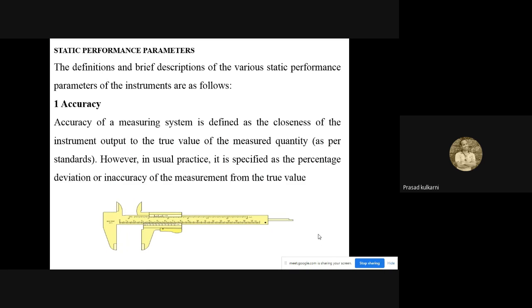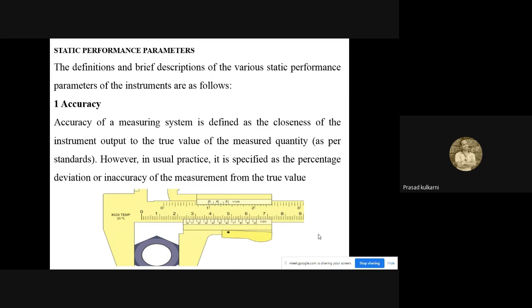Is it visible, Vedant? Because I am running animation. Yes, okay.